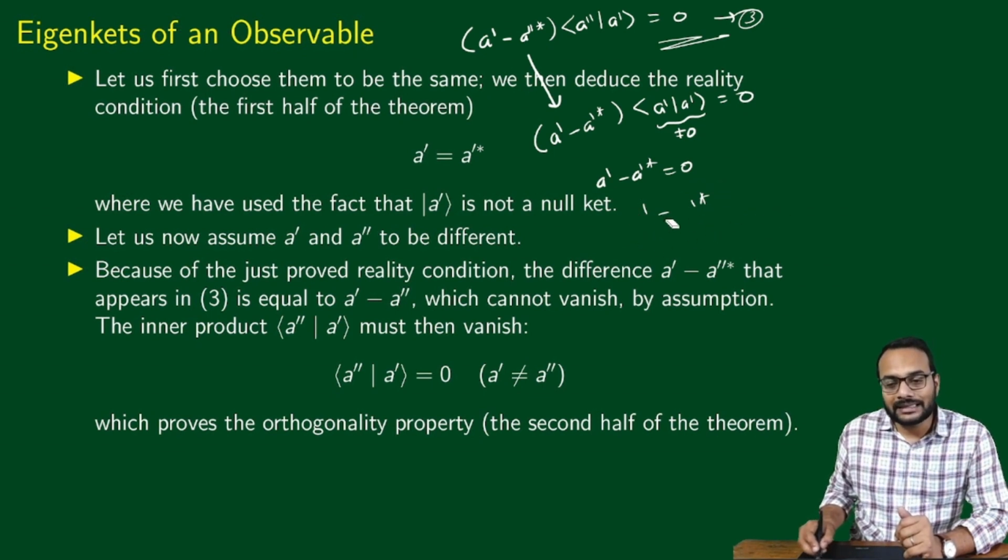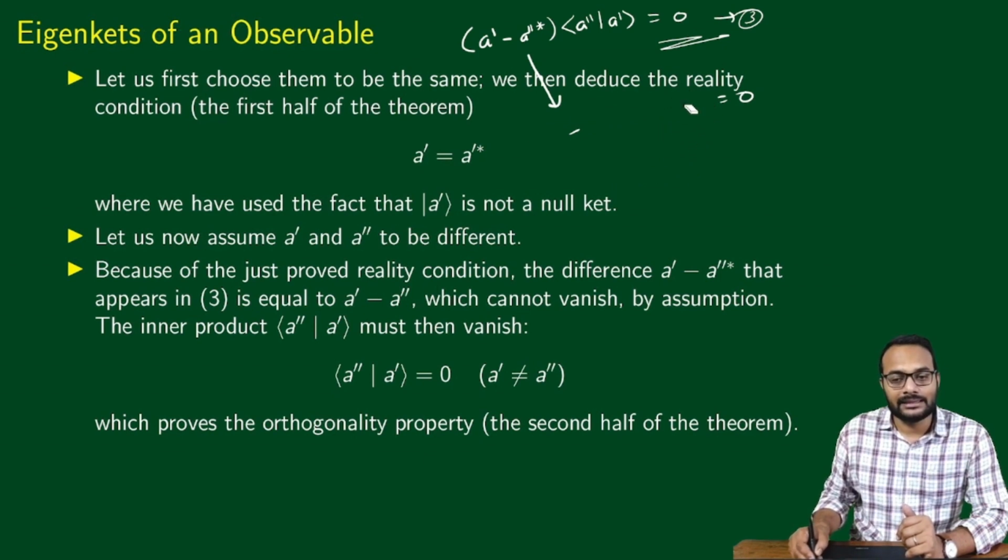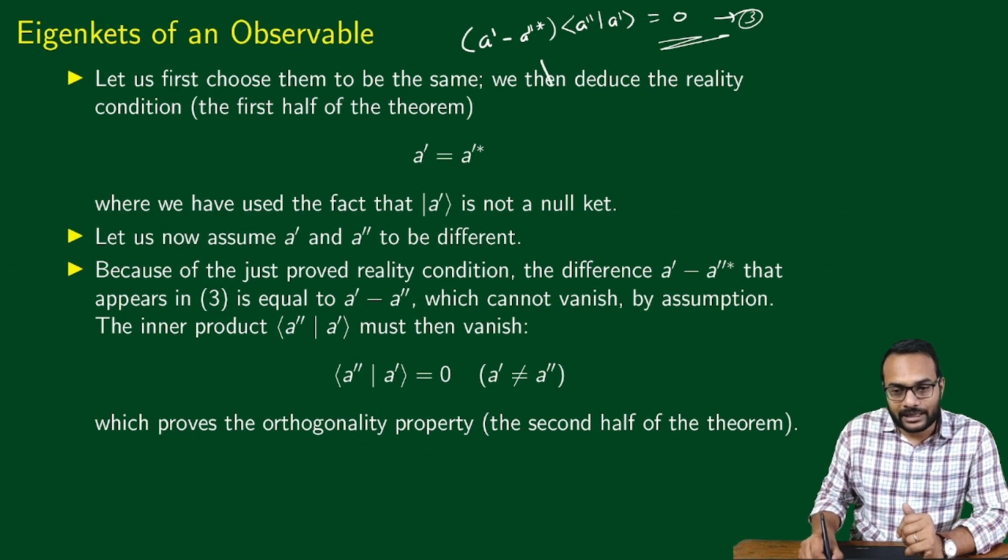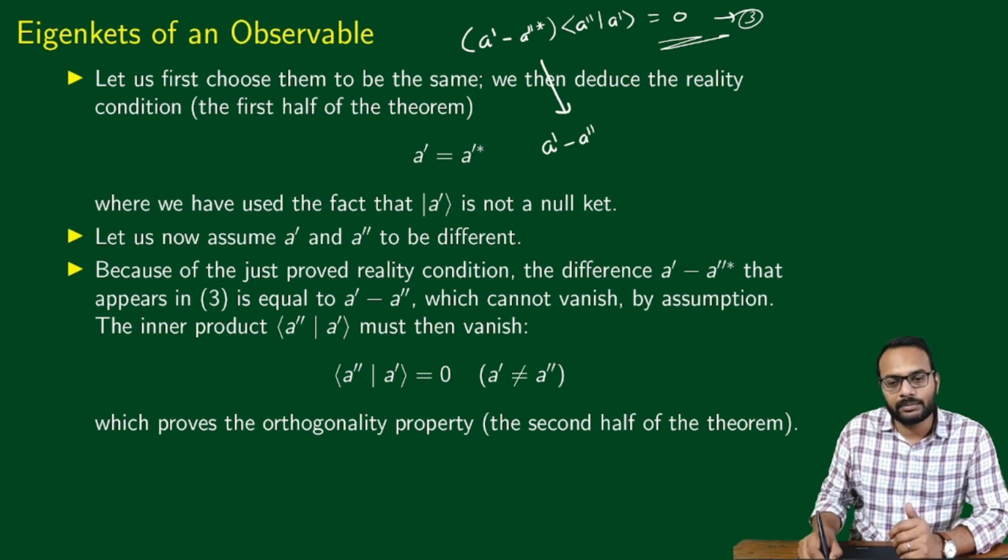So in order to prove the second part of the theorem, let's take A prime and A double prime to be different. But in view of the reality of eigenvalues, which we have already proved, this equation can now be written as A prime minus A double prime, because A double prime star has to be equal to A double prime. The eigenvalues are real, as we just proved. So A prime minus A double prime bracket A double prime A prime is equal to 0.